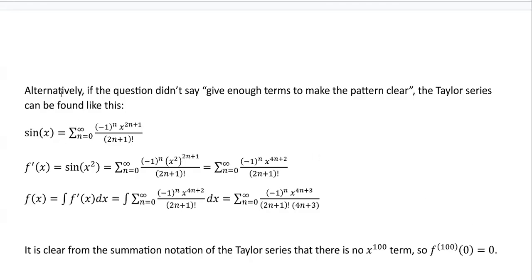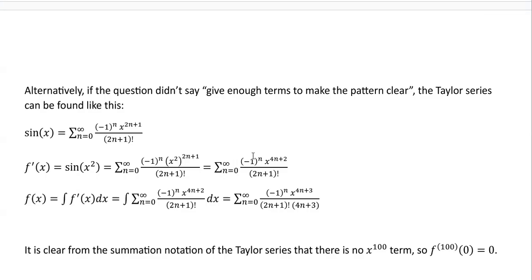But anyway, what did I say over here as well? Alternatively, if the question didn't say to give enough terms to make the pattern clear, oh, okay. So this is what I would usually do. If it didn't say to give enough terms to make the pattern clear, usually I just keep everything in the summation notation. So sine x, I know it's like this. You should memorize this, okay? So again, f prime of x is sine of x squared. So wherever there's an x, we replace it with x squared. So that's what I did.